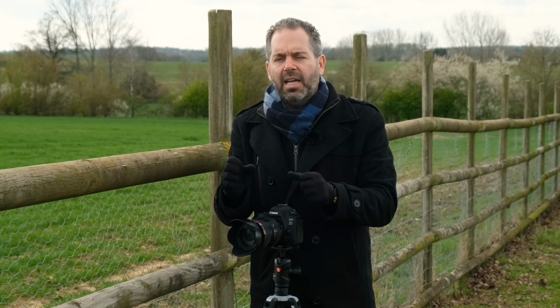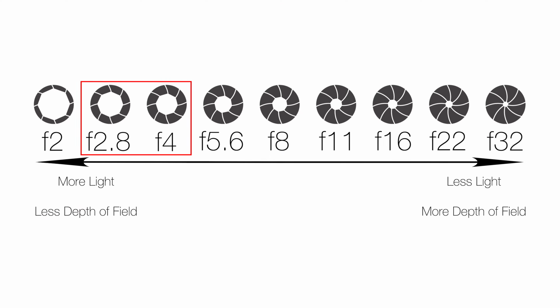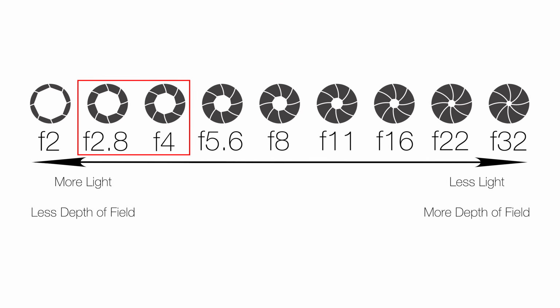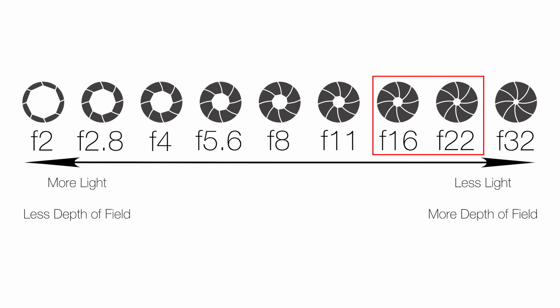And then quite clearly with them holes, the bigger hole lets in more light and the smaller hole lets in less light. So an aperture of f4 or f2.8 is going to let in a lot more light into your camera than an aperture of f16 or f22.